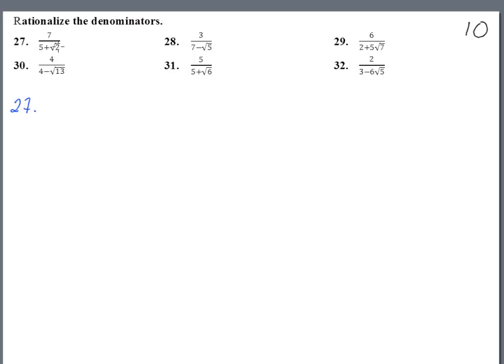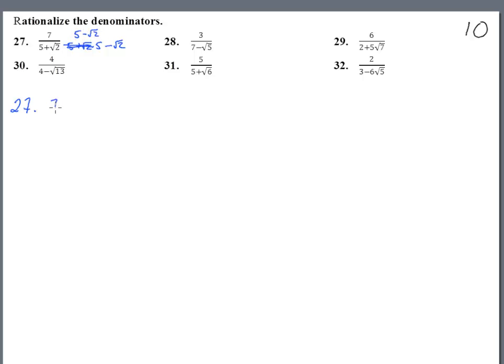Now, if we just multiply by 5 plus the square root of 2 on the bottom, like we did before when we were rationalizing denominators, notice that we now have binomials that we have to FOIL. We get 25 plus 5 square roots of 2 plus 5 square roots of 2, that's 10 square roots of 2, plus 2 on the bottom. Well, that's not going to do anything. So we've got to use 5 minus the square root of 2, this conjugate, on top and bottom.